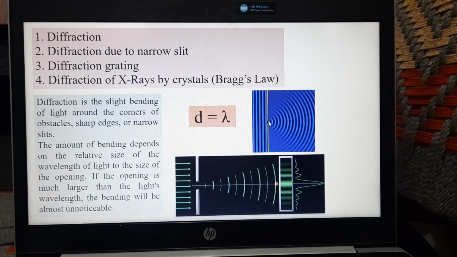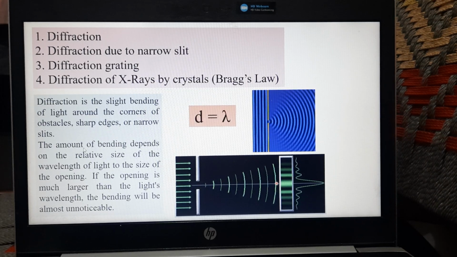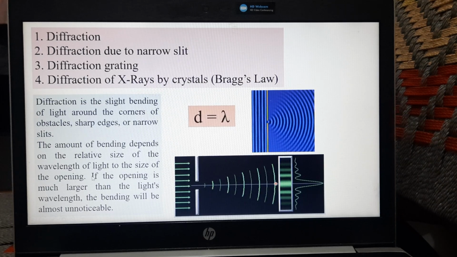Here also a small opening is represented, and the light waves which are incident upon this small slit are diffracted over here. So this process is known as diffraction: the bending of light around corners or through a narrow slit or small opening. The amount of bending depends upon the size of the wavelength of the light and the size of the opening.